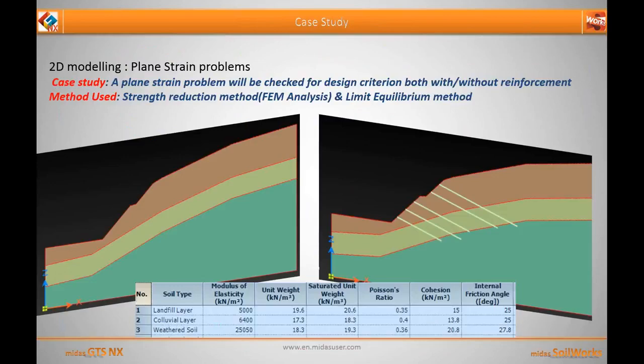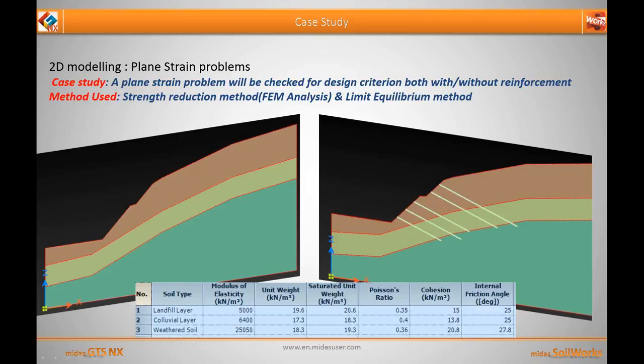So today in the case study we would be dealing with the plane strain problems. Basically we would be checking it both with and without the reinforcement, and we would be using both the methods in a single model. So this is one of the advantages of Midas SoilWorks, that you could perform all the analyses, that is limit equilibrium, SRM and SAM, in a single case. Basically, as you can see in the figure, there are three soil layers. One would be of landfill layer with the shown properties. Second would be the colluvial layer, and the third will be the weathered soil.